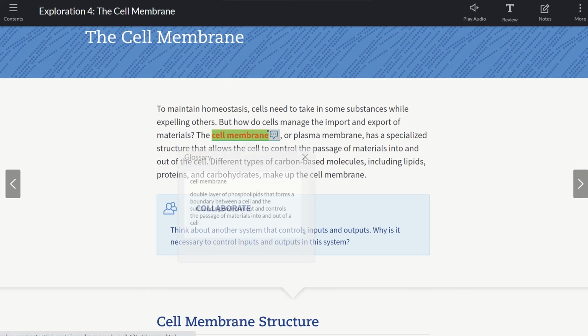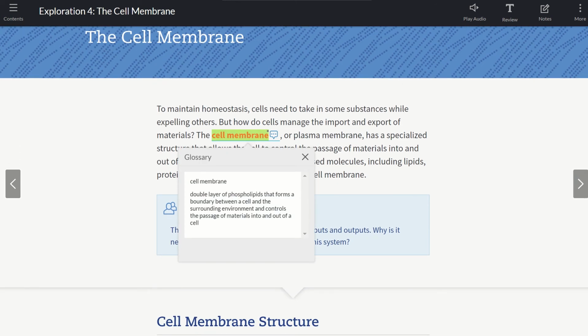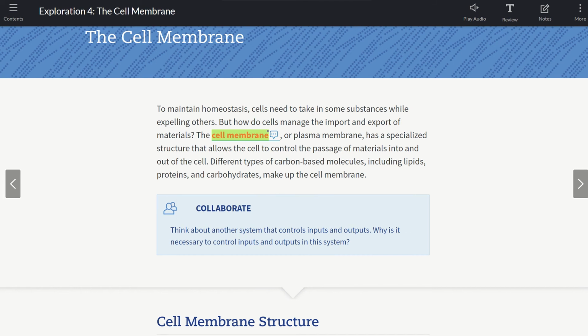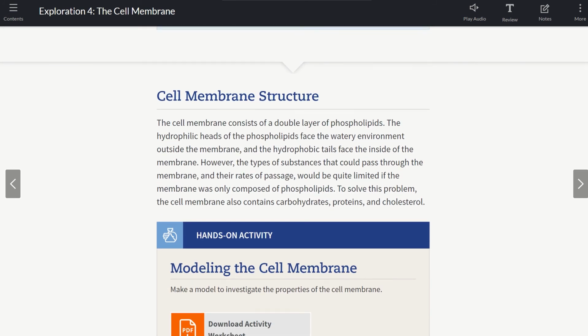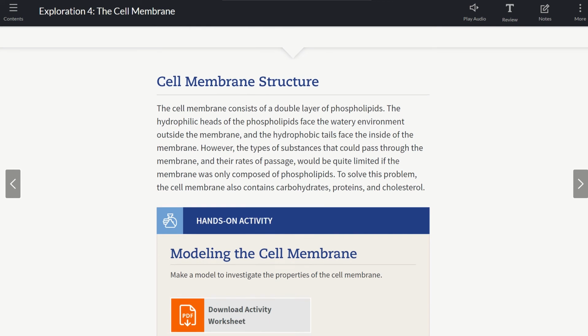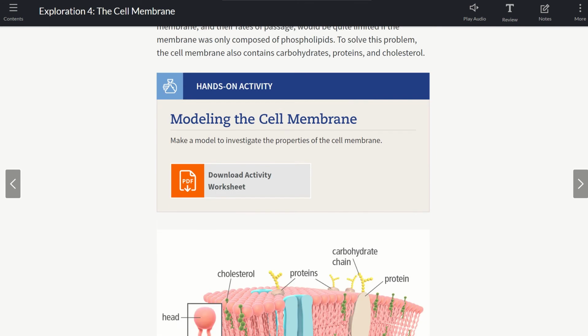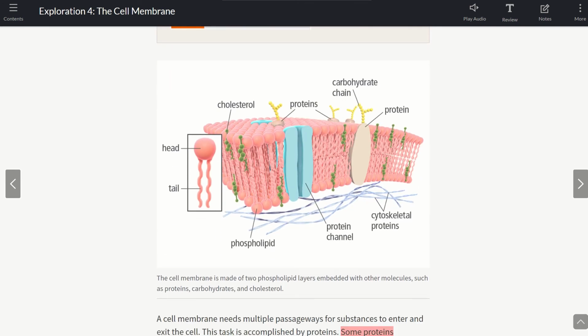So the cell membrane, if we click on the 3-dot definition, it says that it's a double layer of phospholipids that forms a boundary between a cell and the surrounding environment that controls the passage of materials in and out of the cell. That last part is very important. Our cell membrane is going to have what's called selective permeability, and that's going to allow certain things to go in while keeping other things out, and that's what's going to help us stay healthy. So as we scroll down here, here's a graphic of what it looks like.